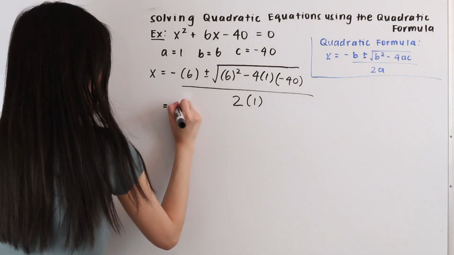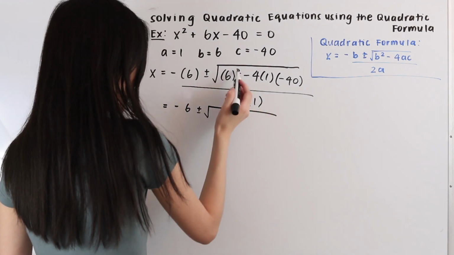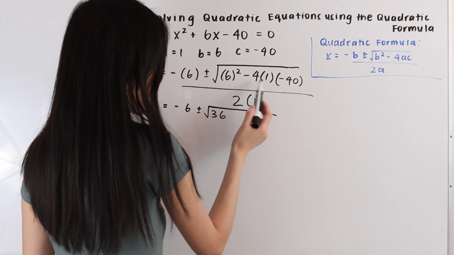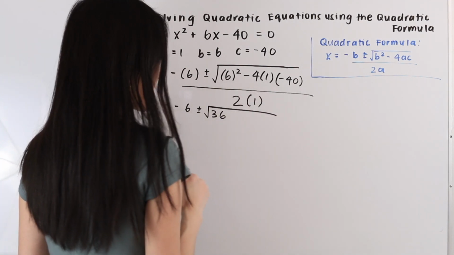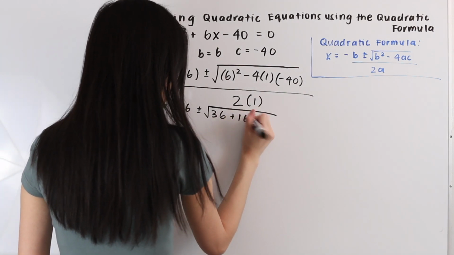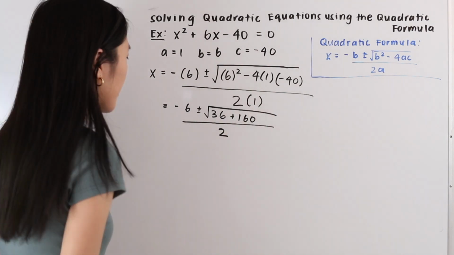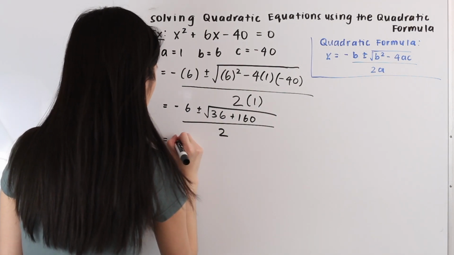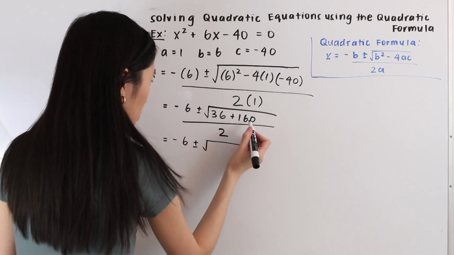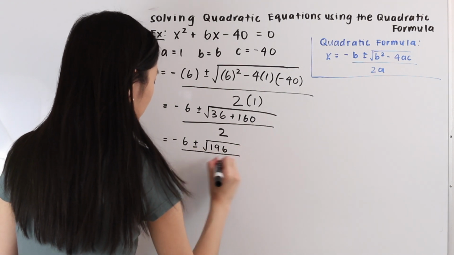So we have negative 6 plus or minus the square root of 6 squared, which is equal to 36. And then we have minus 4 times 1 times negative 40, which is equal to a positive 160. And this is over 2 times 1, which is just equal to 2. And from here, let's go ahead and simplify this. So we have negative 6 plus or minus the square root of 36 plus 160, which is equal to 196, and this is all over 2.